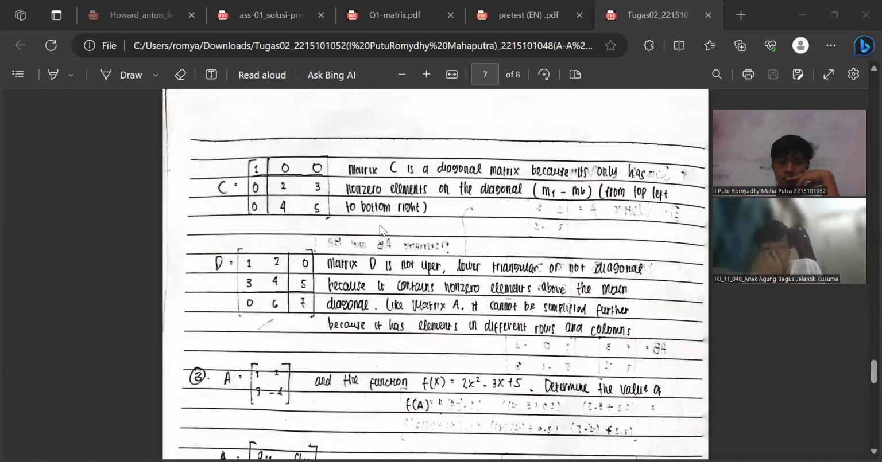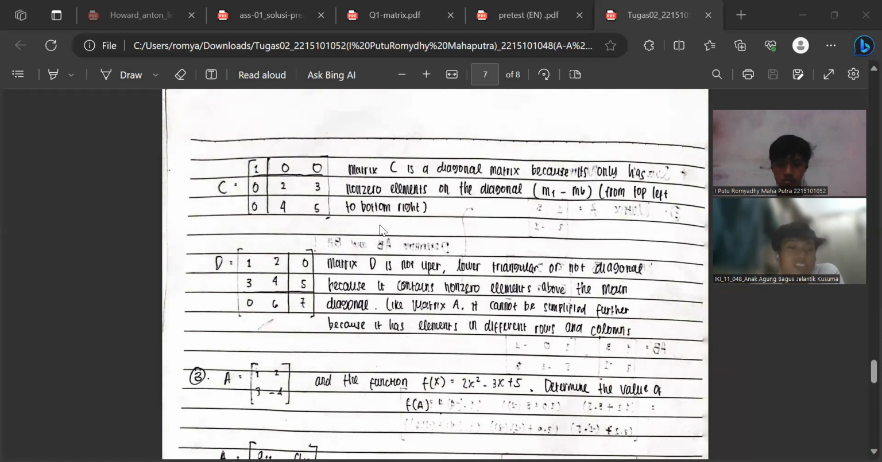And matrix C, this is a diagonal matrix. Why is it called a diagonal matrix? Because it only has non-zero elements on the diagonal. From the top left to the bottom right are non-zero, and that's why it's called a diagonal matrix.